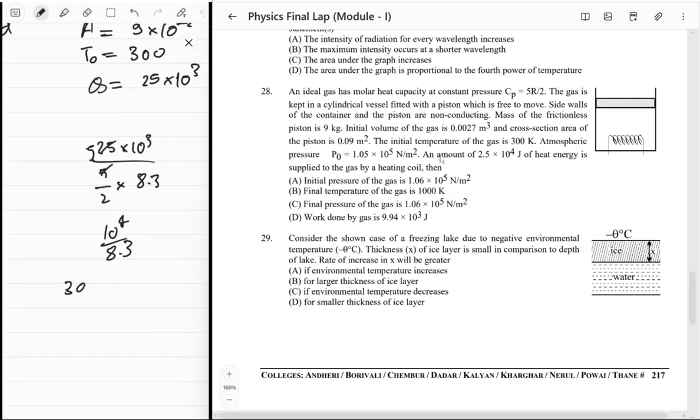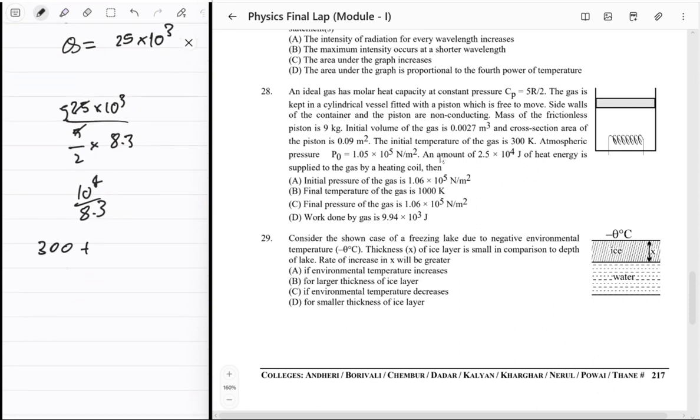To find the final temperature, initial temperature like 300 plus this guy. So 300 plus 10 power 4 upon 8.3 is like 10 power 5 upon 83, which is 100 upon 83 times 10 power 3. That's actually a big number. Yeah, right. So the temperature is where? It's like 1000 kelvins, huh?